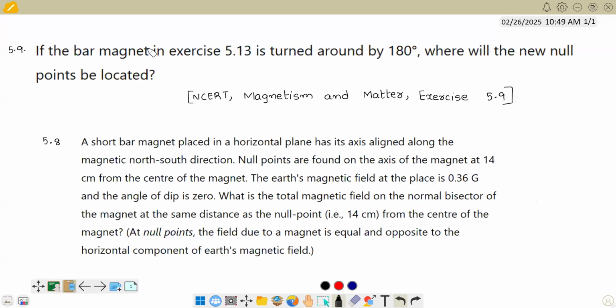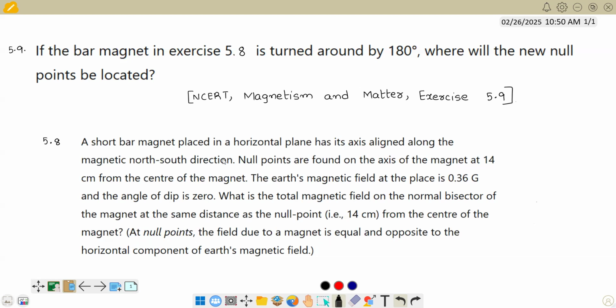Hello student, the question says if the bar magnet in exercise 5.13 is turned around by 180 degree, where will the new null point be located? So there was a mistake when the NCERT textbook got updated. They did not change it into 5.8. This is not 5.13. So the first mistake is it is supposed to be 5.8.